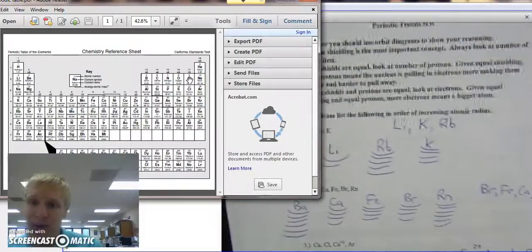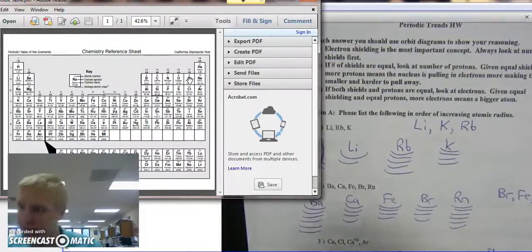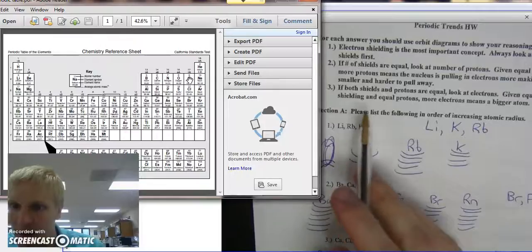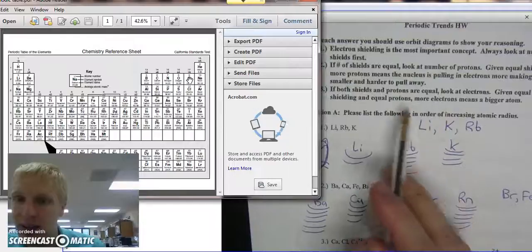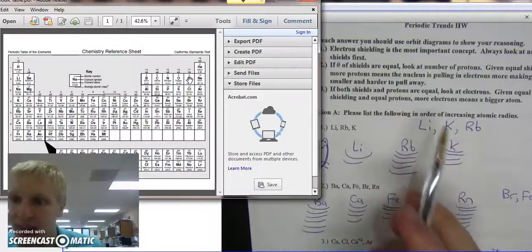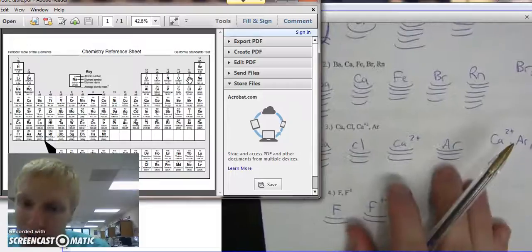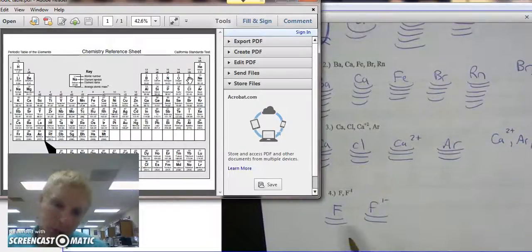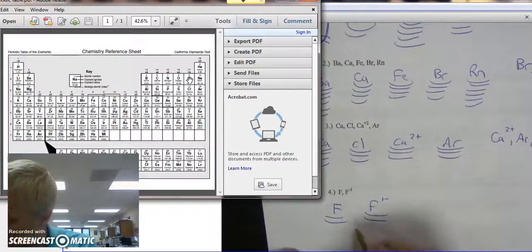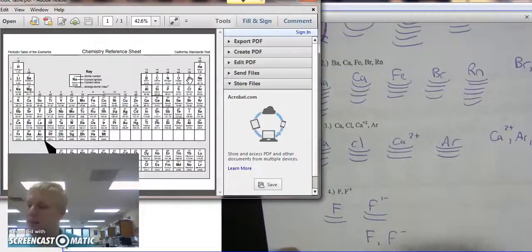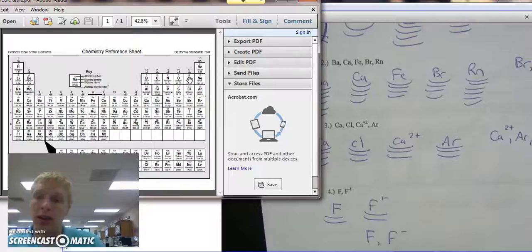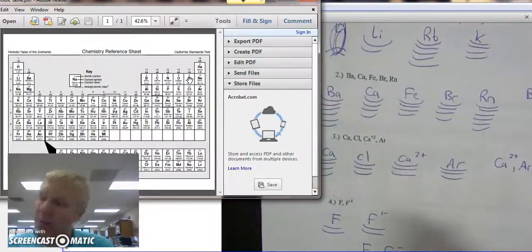So what do we do? We've got to go on to that third rule. It says if both shields and protons are equal, look at electrons. Given equal shielding and equal protons, more electrons means a bigger atom. Alright, so for this problem right here, shielding is equal, protons are equal. That means more electrons mean a bigger atom. So fluorine is the smaller one. F minus is the bigger one simply because it has one more electron. And that is atomic radius looking at the periodic trends.